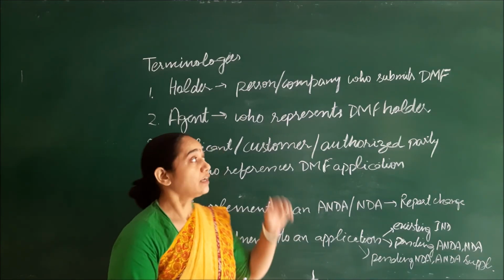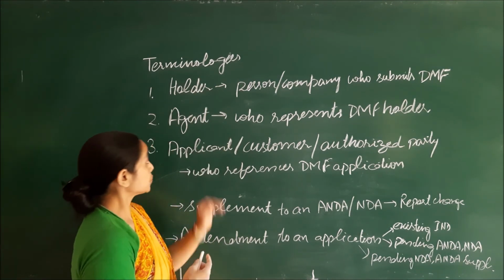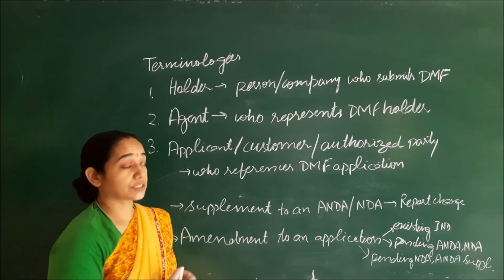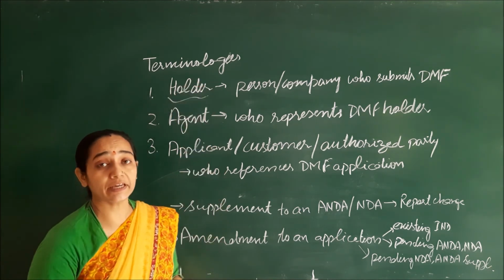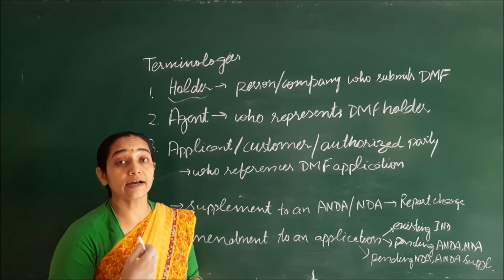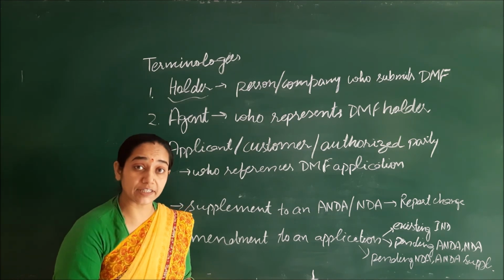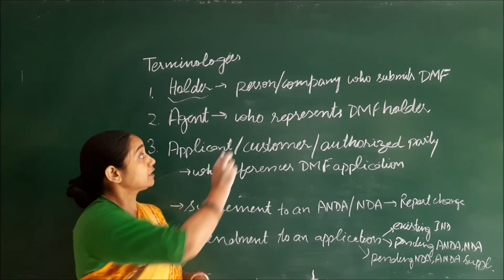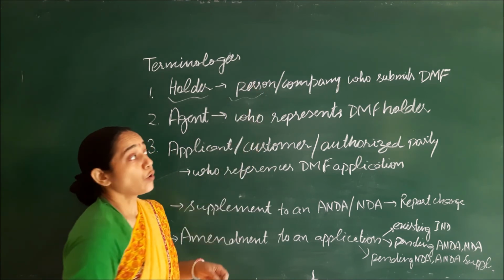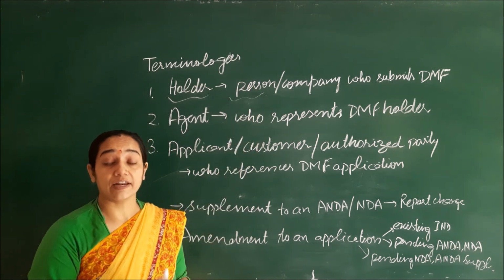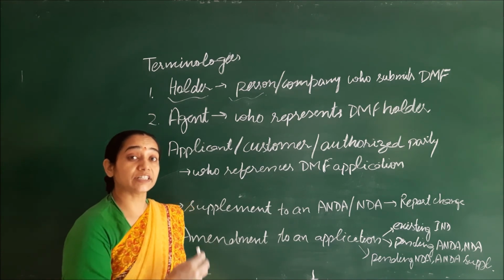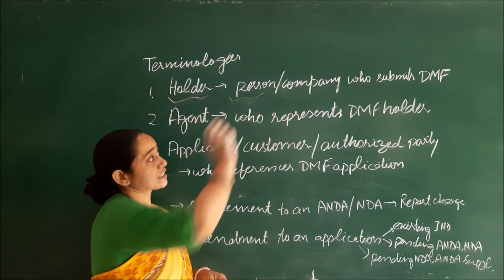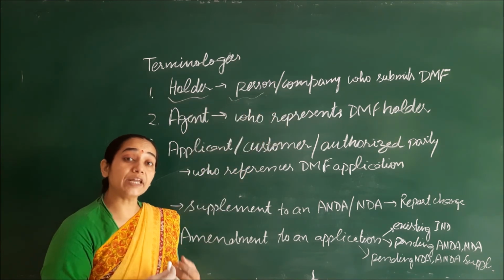Now, we will discuss the various terminologies which are used in preparing the DMF and how they are utilized. First is the holder. The holder is the one who has the authority. It may be a person that is appointed by a particular firm, a pharmaceutical firm. They have appointed a particular person who will submit the Drug Master File, and that person has the authority. Then that person will be the holder for this drug master file, or the company itself may be the holder.